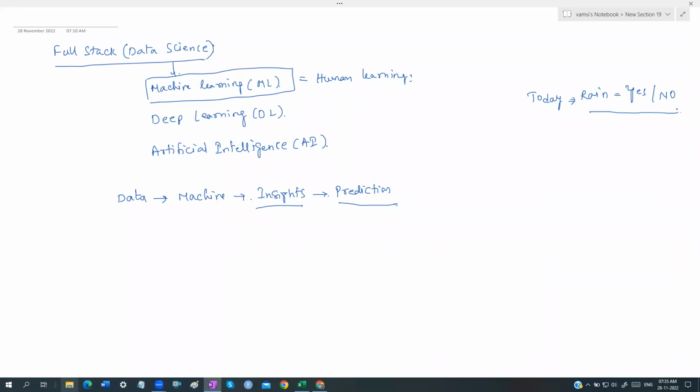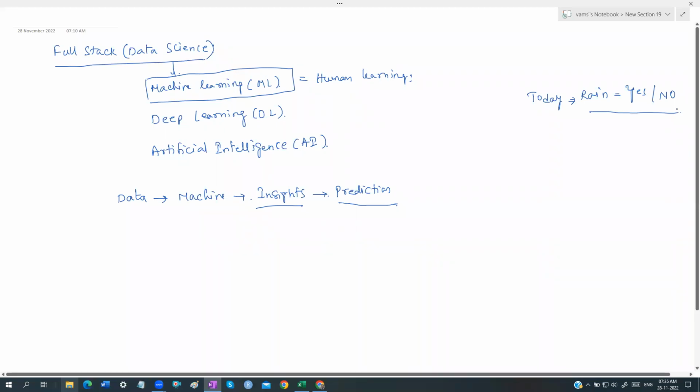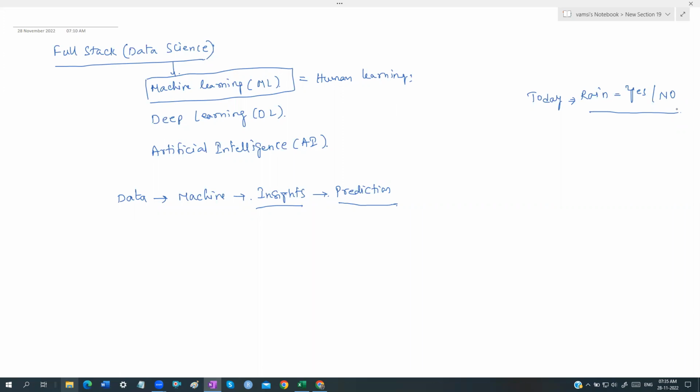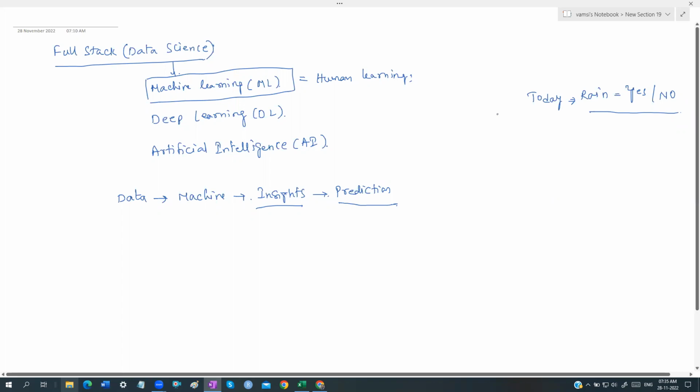So I want to predict today whether it will rain or not. How do you make such a prediction? It's not like we toss a coin: if the result is a head, it will rain, and if it is a tail, it does not rain. We don't do that kind of experiment. But generally, how do you take a decision? If somebody asks you, can you predict whether it will rain today or not? The first thing we do is look at the last 2 days or last 10 days, for example.